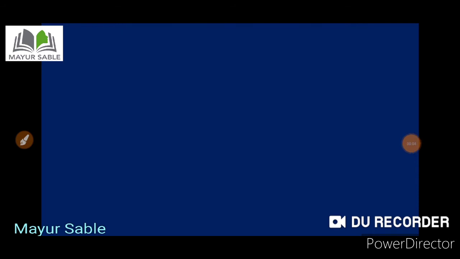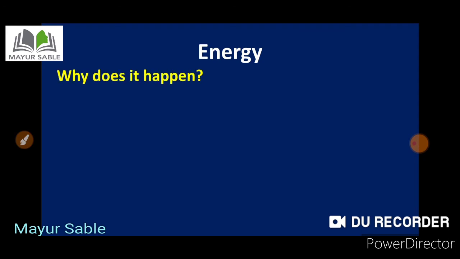So students, the chapter which we are going to study right now is work and energy. Up till now, we studied the part that was of work. Onward, we are going to study energy. So, before studying energy, a question is in front of you. Why does it happen?